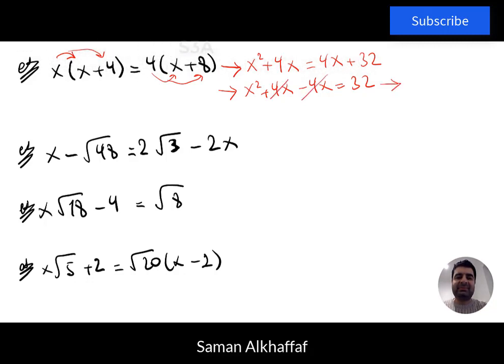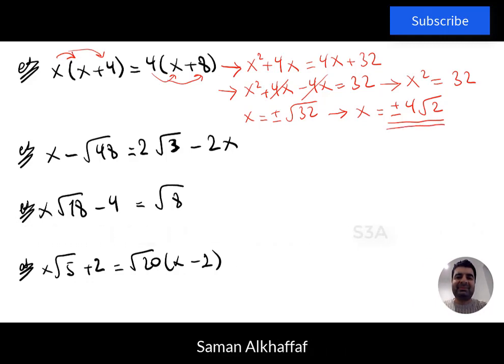And we'll have x squared equal 32. Then x will be equal to plus or minus root of 32. That will give us x equal plus or minus 4 root 2, and this will be the final answer.